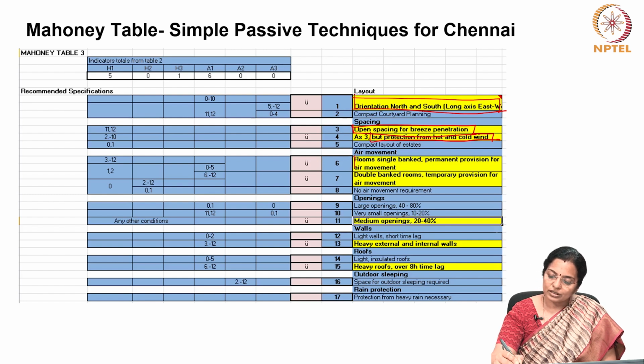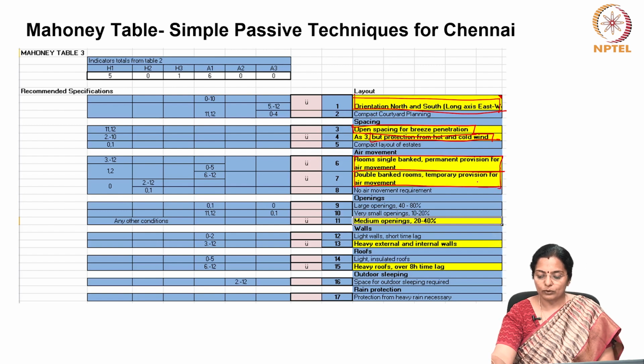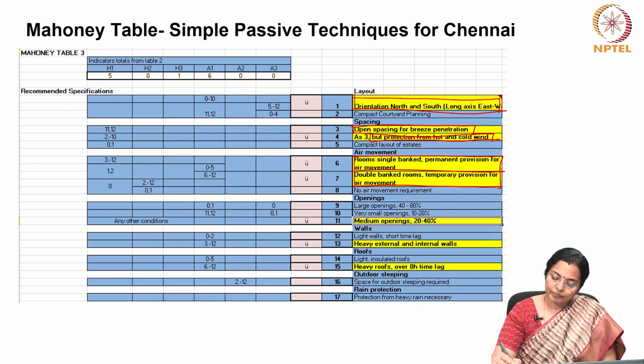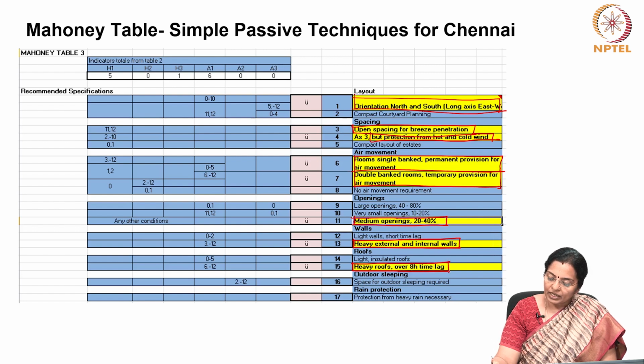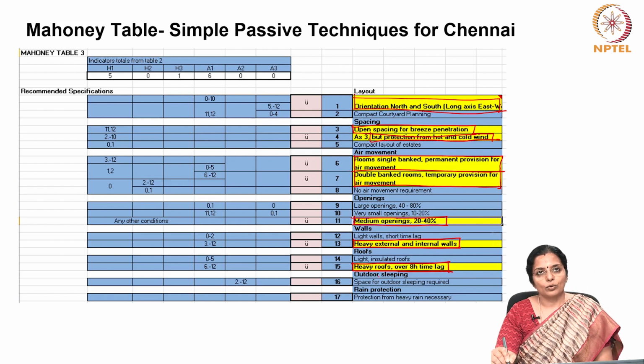The rooms should be single banked with permanent provision for air movement, and also the rooms should be double banked with temporary provision for air movement for certain months of the year. Opening sizes should be medium, ranging from 20 to 40%. The internal and external walls could be heavy. There should be heavy roofs with a time lag of 8 hours. This is the broad guideline that Mahoney's table gives.